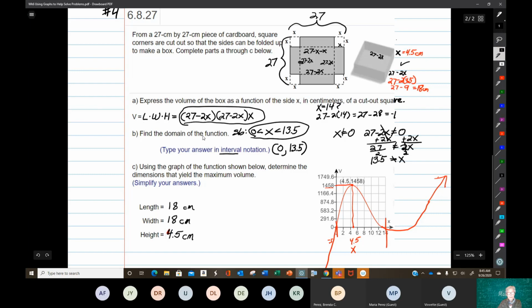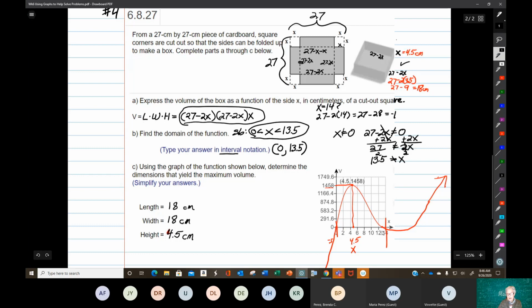Now, to find the domain, you ask yourself, okay, if each of these is 0, does that make sense? And no, you wouldn't have a box, you'd still have the slab. So that's how you are able to figure out your domain. You let each of these guys equal 0. Since these give you the same, you go with 13.5.